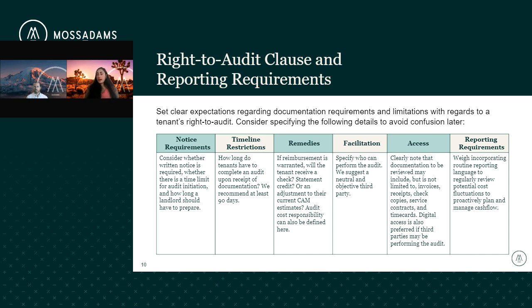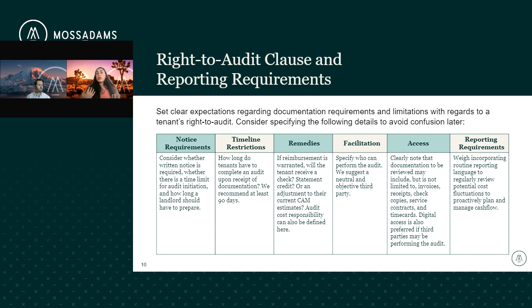Timeline restrictions, I spoke about this a little bit, but it goes further. Okay, an audit has started. How long does a tenant have to complete the audit, upon receipt, of course, of all the information that they need in order to complete that audit? We would say at least 90 days. It's a lot of back and forth. We don't want someone to be auditing for 2 years, right? But again, that's just assuming we get all the documentation. I think at least 90 days is adequate.